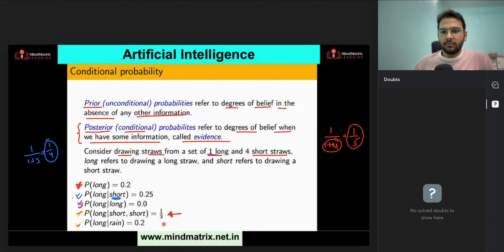Clear to all? Because here it says probability of long, it is given that you have already drawn two short straws in the previous attempts. So now in the bag you have how many remaining? 2. So 1 divided by 1 plus 2, that is going to be 1 by 3. So I hope these things are crystal clear to you, right? Now we can proceed. So these two terms, it is clear to you that what is prior probability, which is unconditional, and what is posterior probability, which is conditional.